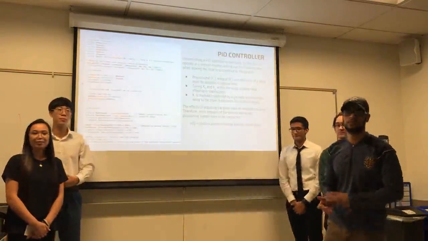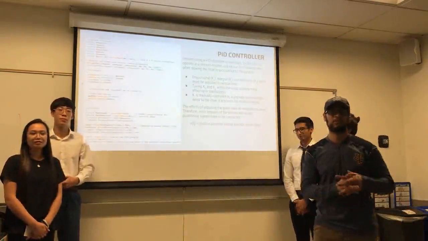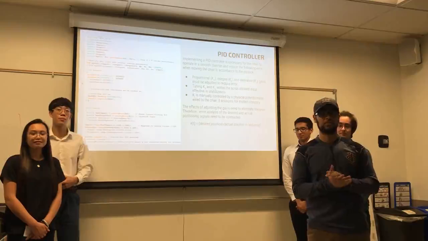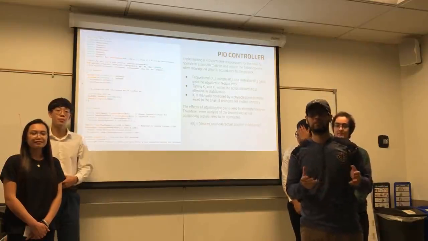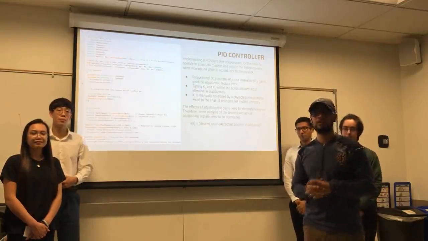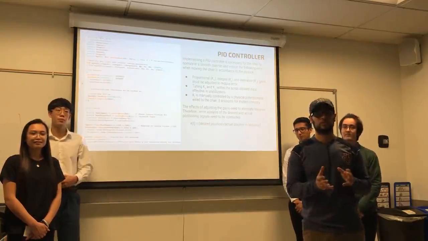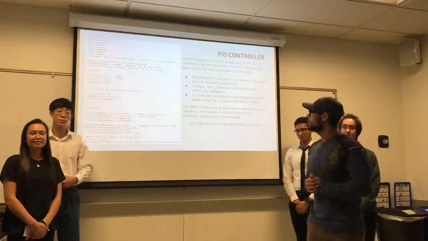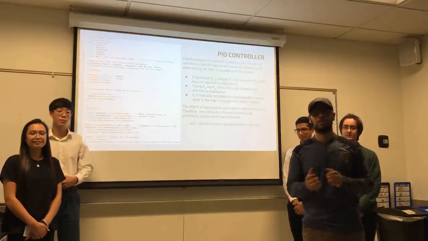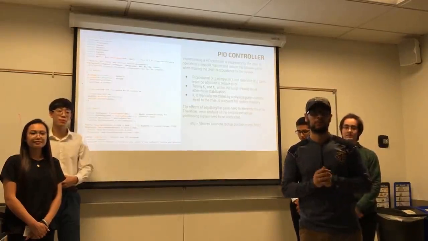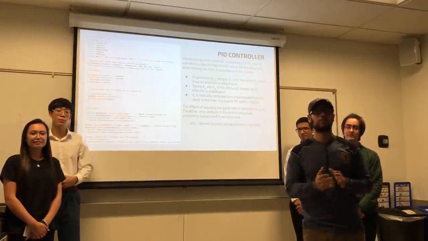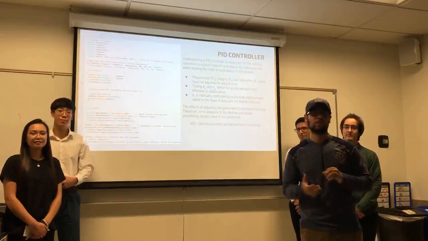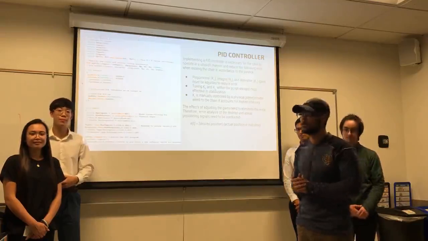So for PID control, we had to implement a PID controller, and this is necessary so that the chair can operate in a rather smooth manner. This will also reduce the errors that we're getting when the chair is moving in accordance to the joystick. This is done by applying the three major parameters of PID, which is proportional, integral, and derivative gains, which will be adjusted to reduce that error.